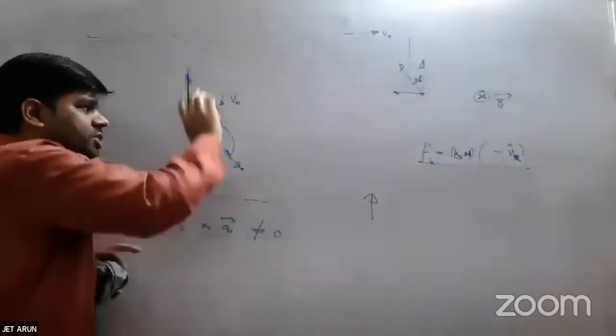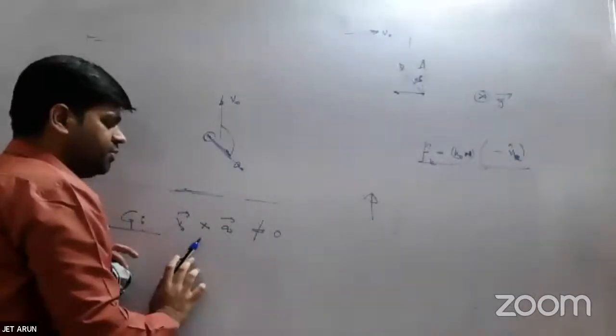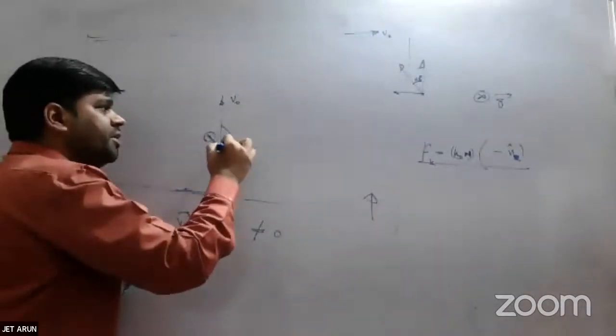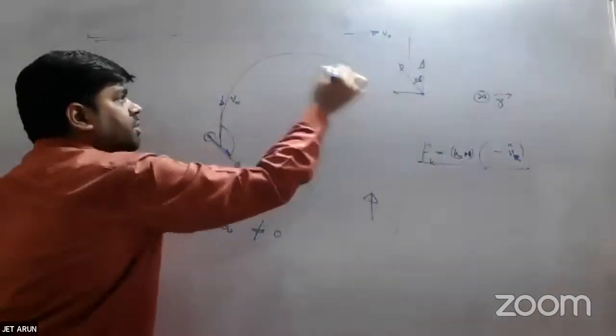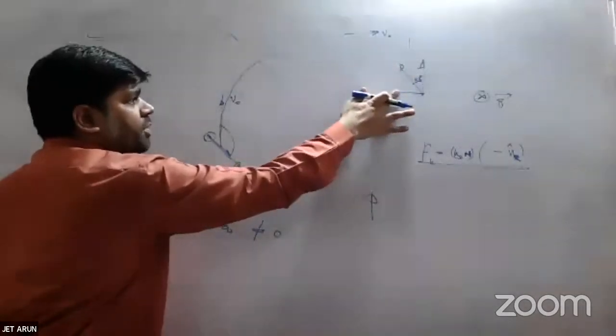I know the acceleration direction, I know the velocity direction, and this is constant acceleration. Because the magnitude is not changing, the normal reaction is not changing, the surface is not changing. So acceleration is constant, and velocity is known. In constant acceleration, if v cross a is non-zero, the path is parabolic, which will be a parabola with axis parallel to a bar, but it will not be a complete parabola like this.